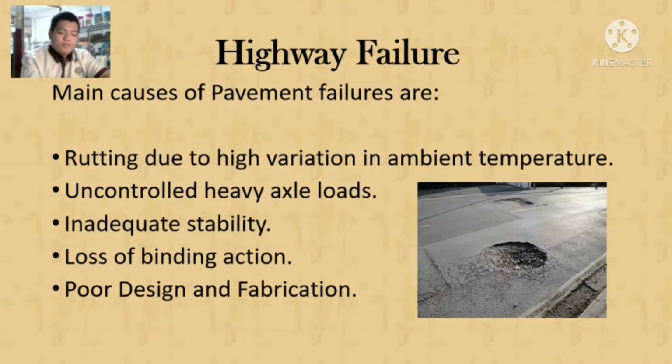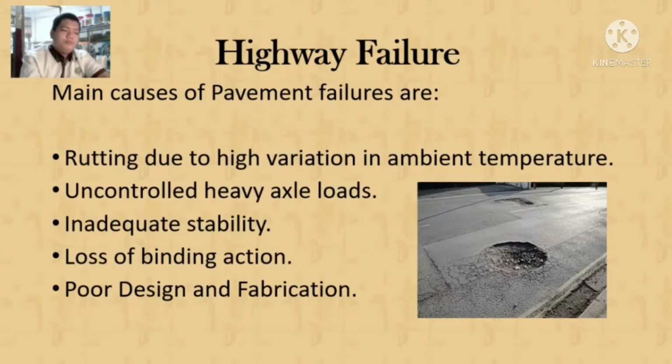Loss of binding action. When a wheel load is repeatedly applied on the road surface, it causes internal movement of the particles in the sub-base or base course. This results in relative movement between the surface course and sub-base or base course. In other words, instead of acting as a whole, the different layers act separately. This is the cause of alligator or map cracking in bituminous surface.